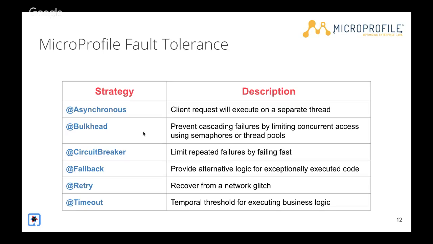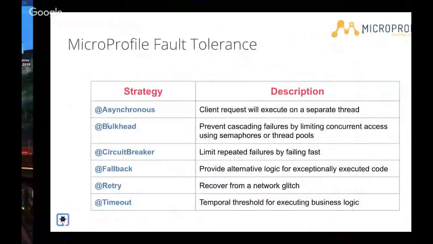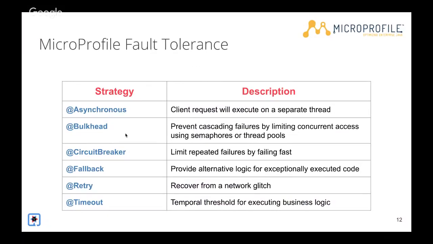So what strategies do we have to deal with fault tolerance? Well, I can use the asynchronous annotation and run a method call in a different thread. I can use a bulkhead that basically limits the number of concurrent accesses to a resource so that you're not going to overload it. Circuit breaking, a lot of you probably understand what that is, but basically lets you fail fast. And it'll occasionally check the remote service to see if it's up. And if it's up, then it will call it. And if it's not, it'll potentially do a fallback.